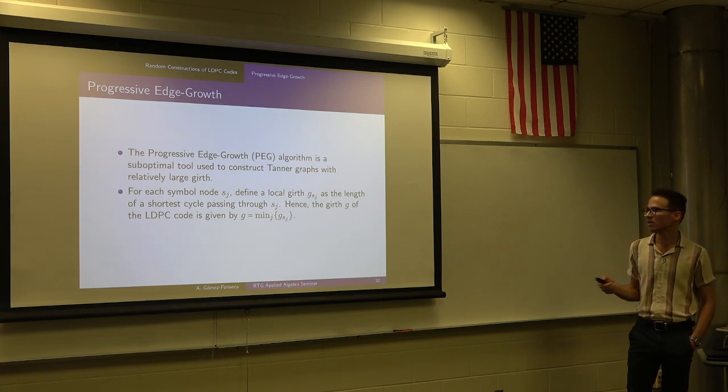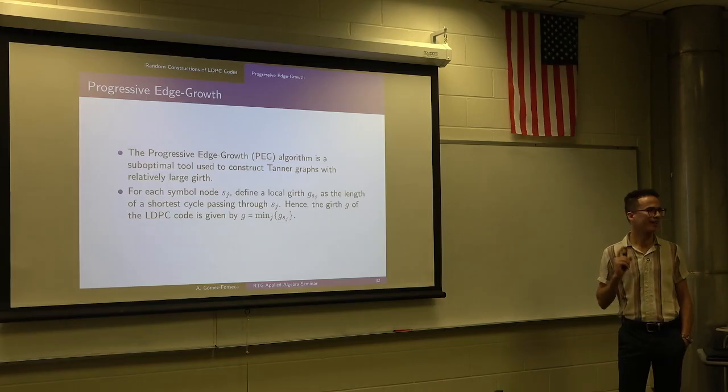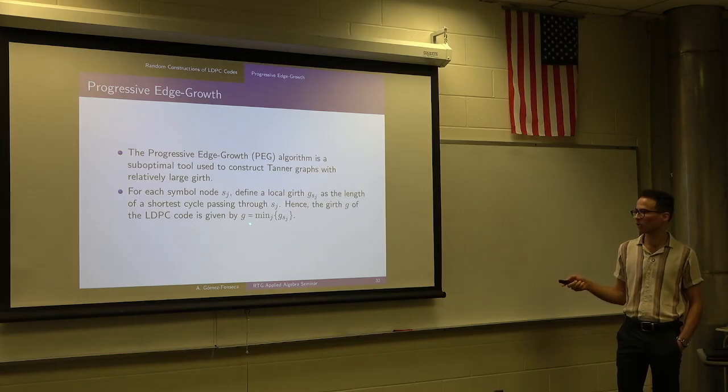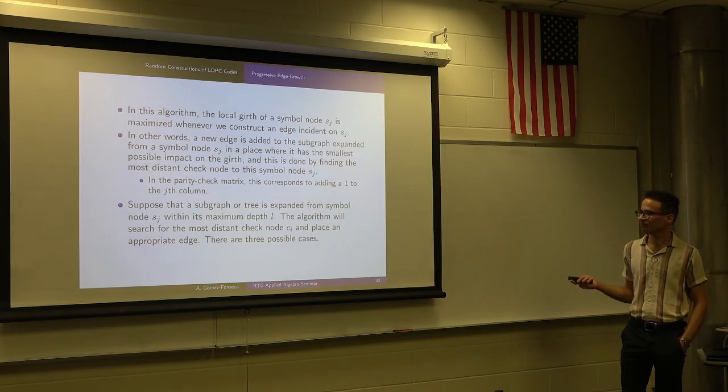That's the goal of this algorithm. For each one of these symbol nodes SJ, you're going to define a local girth, G(SJ), which is the length of a shortest cycle passing through each one of these symbol nodes SJ. And then at the end, when you finish the construction, the girth of your LDPC code is going to be the minimum of all of those local girths.